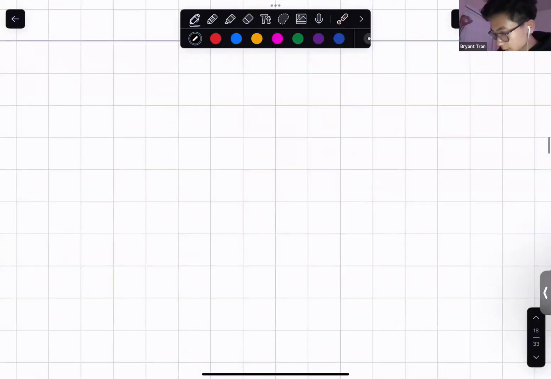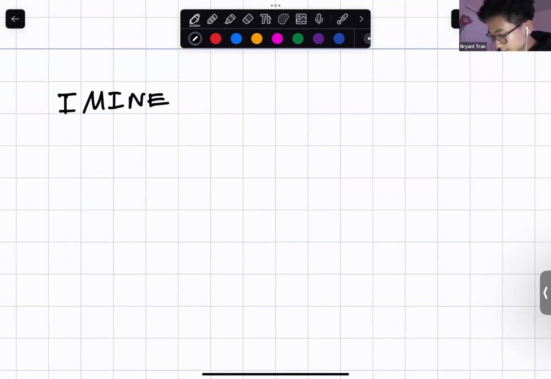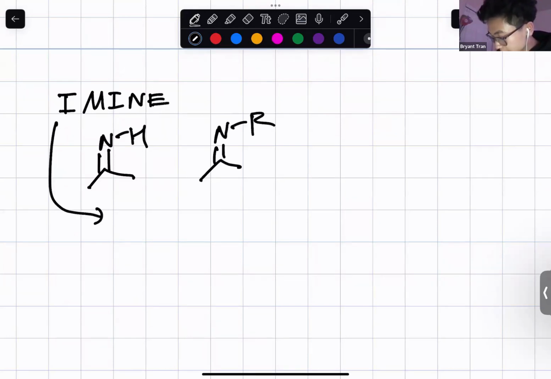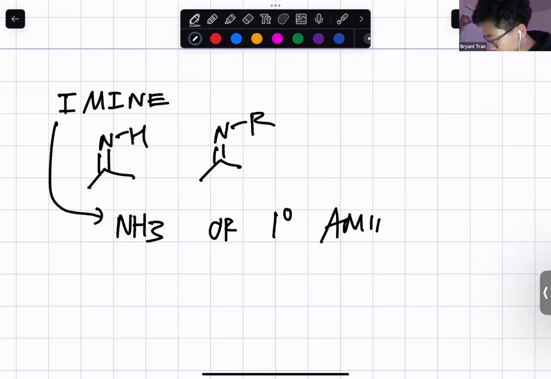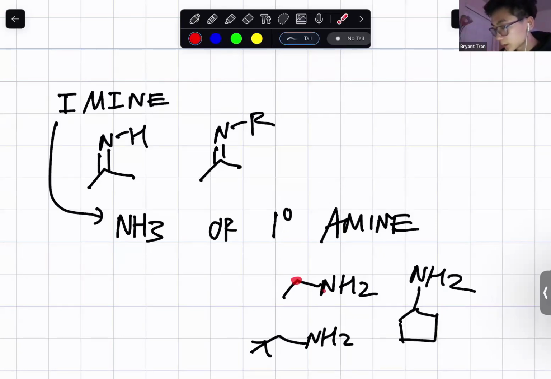Okay, so imine, right here. That is, like we said, a carbon double bond nitrogen, and that nitrogen can be attached to a hydrogen or an R group. This imine here will form when the carbonyl reacts with either ammonia, NH3, or a primary amine. A primary amine could be anything like this, NH2. All of these here are primary amines because the nitrogen here is attached to one other carbon like that. That's why they are primary amines.